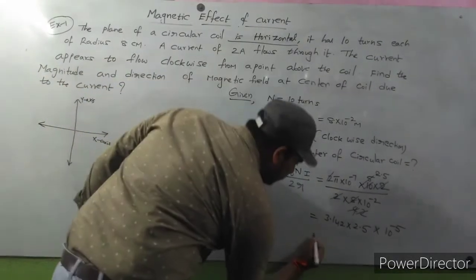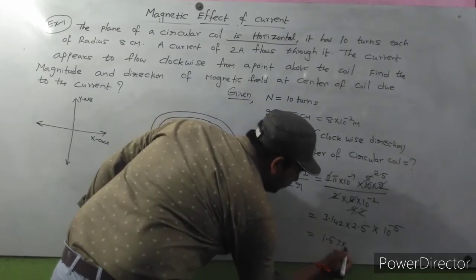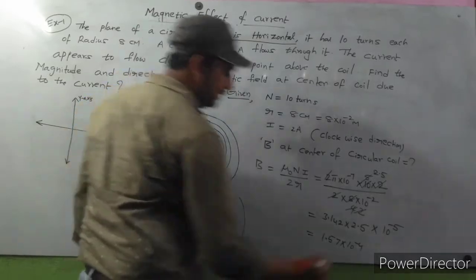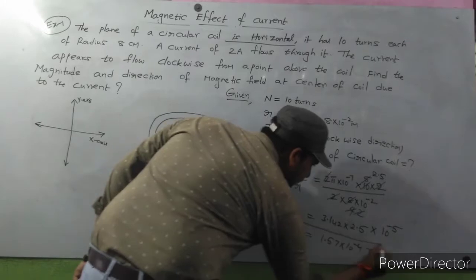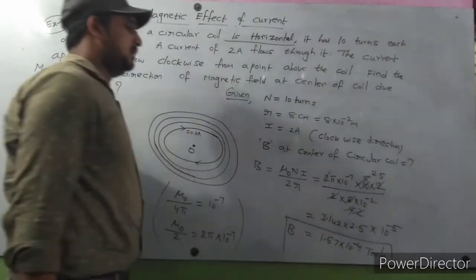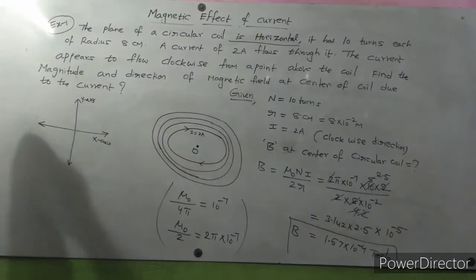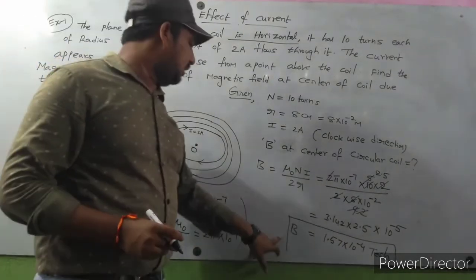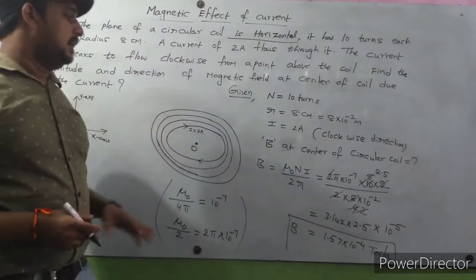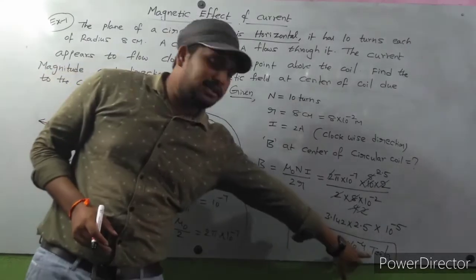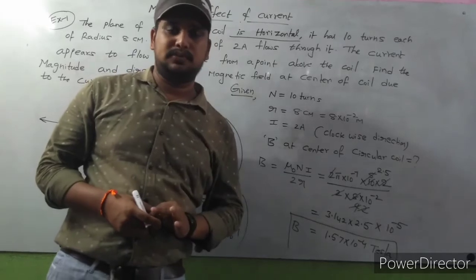If you calculate this, we get 1.57 into 10 power minus 4 Tesla. So the magnetic field at center O is 1.57 into 10 power minus 4 Tesla, because the SI unit of magnetic field is Tesla. That's why B is equal to 1.57 into 10 power minus 4 Tesla.